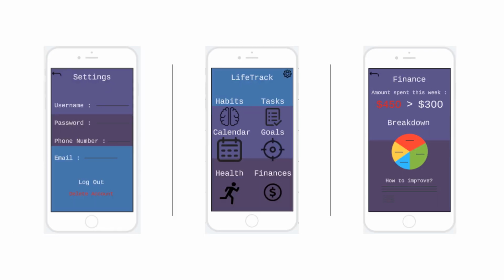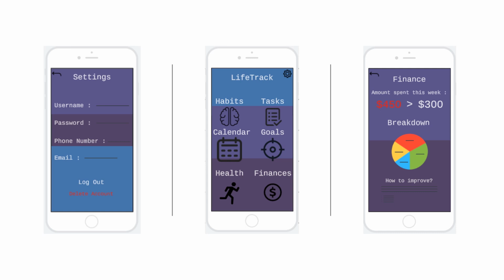In this slide, we can see a concept of what the LifeTrack application would look like. On the left, we have the settings page. In the middle, we have the home page. And on the right, we have the finances section of the application. In the middle, in the home page, we can see the user has a lot of options to choose from to keep track of their daily lives, including the habits, tasks, calendar, goals, health, and finances. Additionally, there is an icon or button for the settings page.